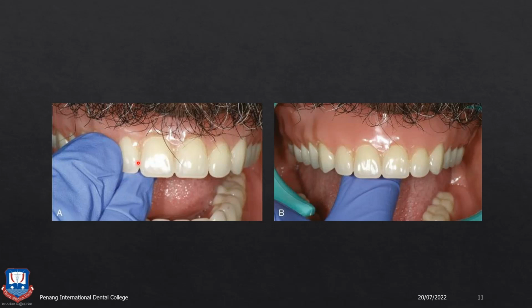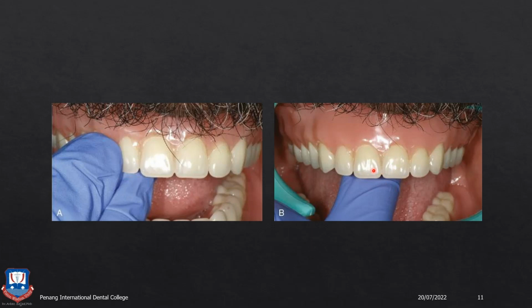Then the next thing you check is the retention of the posterior palatal seal, or the post dam area, in the terminal part of the maxillary denture. This is done by placing your index finger on the palatal surface of the maxillary central incisor and trying to tip the denture.